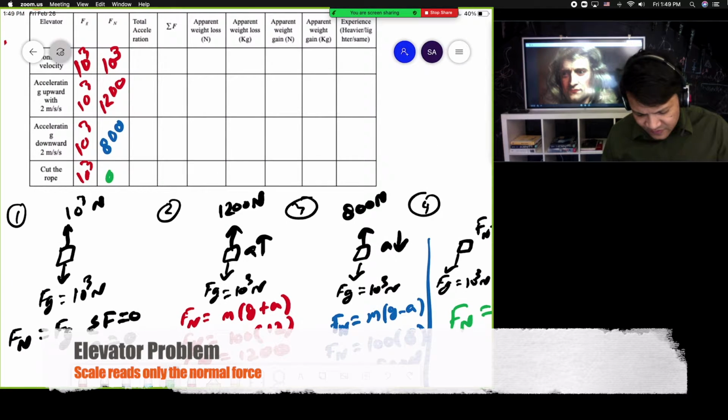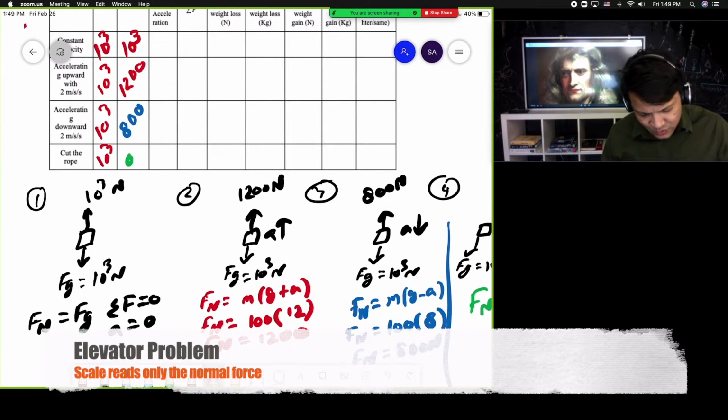Alright, now the next thing we're going to find is the total acceleration. The total acceleration for this one is 0. You're going to write total acceleration 0. For this one, the total acceleration is 12. Why is the total acceleration 12? Let's try to understand that. 10 plus 2, so total acceleration is g plus a.